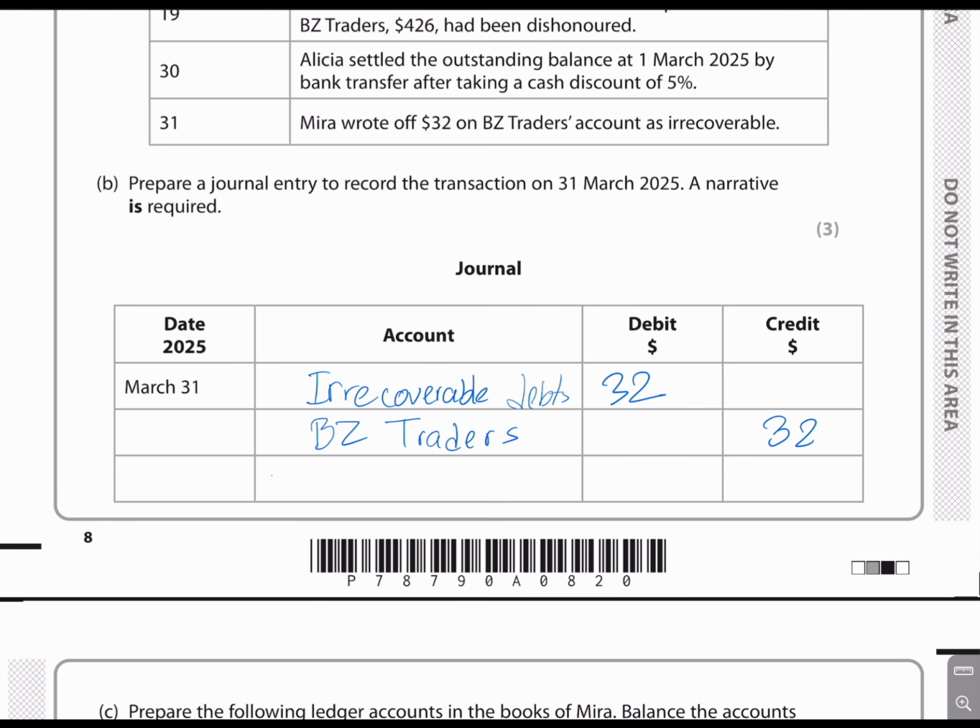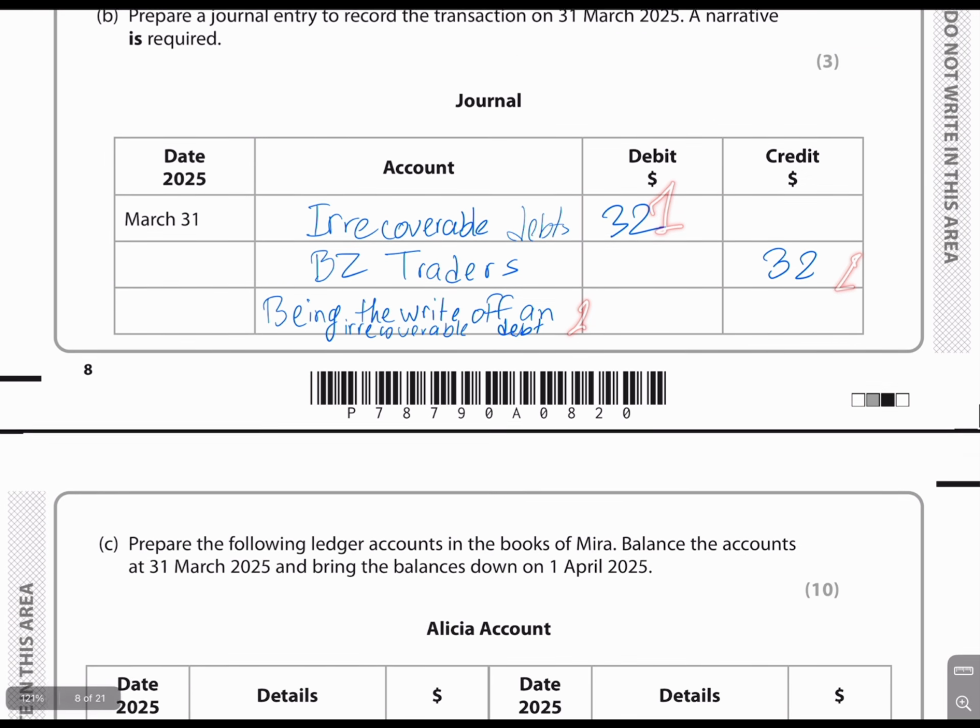So we write it as being the write-off of irrecoverable debt. So this is the narrative that we have to write. Now it is offering 3 marks. So 1 mark, 1 mark, and 1 mark for the narrative.